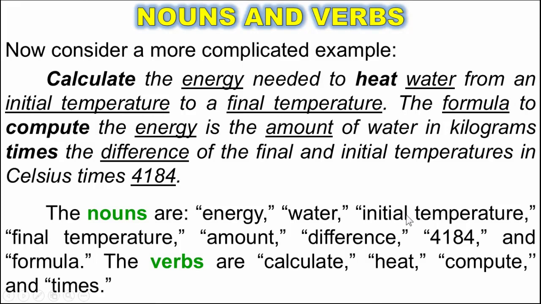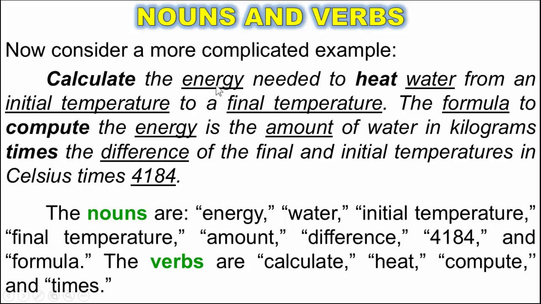Now consider a more complicated example. Calculate the energy needed to heat water from an initial temperature to a final temperature. The formula to compute the energy is the amount of water in kilograms times the difference of the final and initial temperatures in Celsius times 4,184. In the statements, I highlighted in bold text the words that are verbs, while the nouns are highlighted in underlined text.